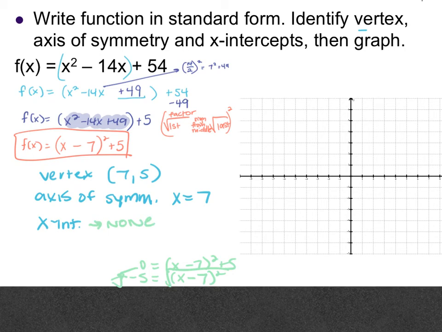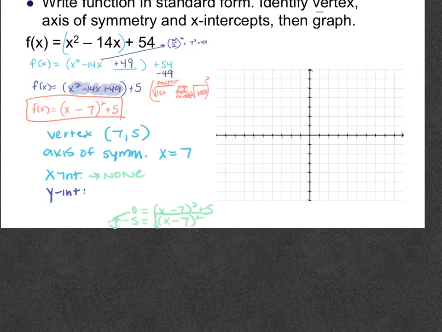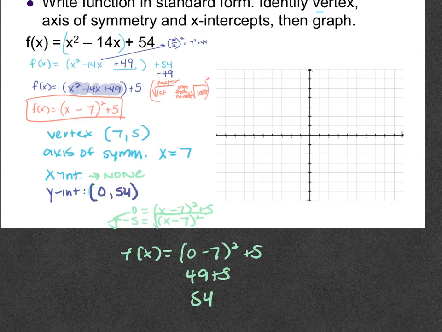I'm going to find my y-intercept too, but I'll tell you why it didn't ask for it, okay? Just because I'm going to need extra points anyways. So I get f of x equals 0 minus 7 squared plus 5. Negative 7 squared is 49 plus 5, which is 54. That's why the directions here didn't say to find the y-intercept, because that's way off the graph. But it says to graph it. As of right now, I only have my 7, 5 vertex and an axis of symmetry at x equals 7.